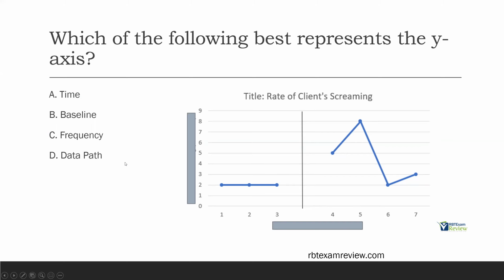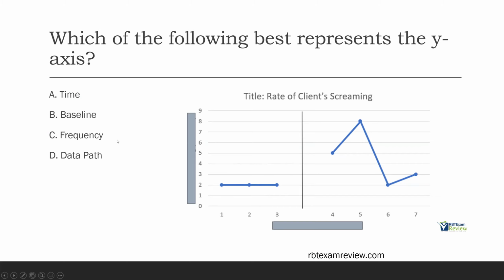B, baseline. Baseline is not a y-axis or x-axis thing. It's just the type of data we take, okay? Your baseline data is represented by data points 1, 2, and 3. Before intervention occurs, we take data that is baseline data. Baseline data goes on the y and the x-axis if you want to look at it like that, right? Because there's still a passage of time and there's still a y-axis. So that's not it.